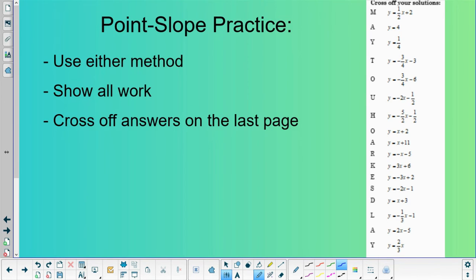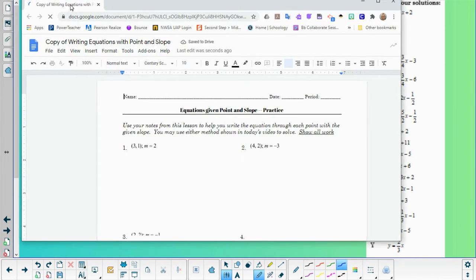Sorry, guys, I thought I already had it open, but it's not open. It is problems that are all point slope. Okay. So you go into Schoology. You're going to click on My Documents. That way it makes a copy specifically for you. And then you can edit it as much as you want. So I'm going to kind of pull this over real quick while it's loading.